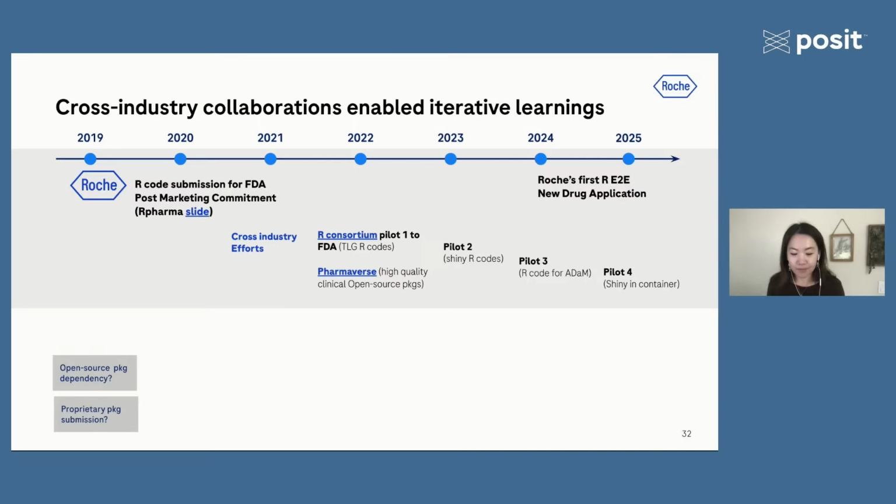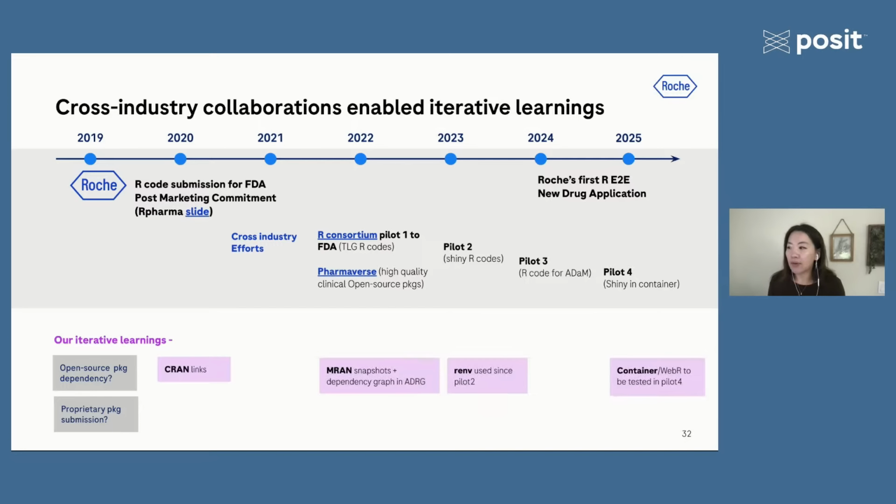And I truly believe that those valuable insights really streamlined our experience in our first end-to-end new drug application submission earlier this year. For example, looking back at the 2 very simple questions we had during the PMC days, I recall that when we did the first PMC submission within Roche for open source packages, we simply provided CRAN links to the FDA reviewers. However, we all know that this is not optimal because CRAN may not point to the package version that we used.